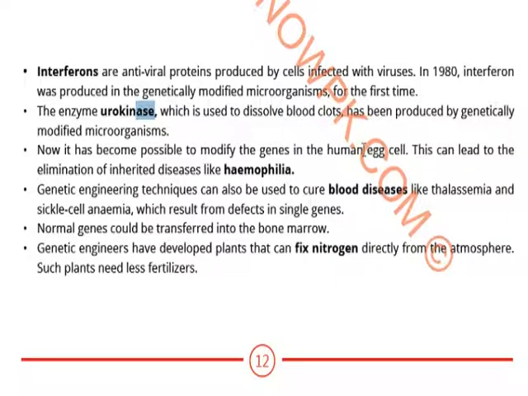Now it has become possible to modify the genes in the human egg cell that can lead to elimination of inherited diseases, such as hemophilia. Genetic engineering techniques can also be used to cure blood diseases like thalassemia, sickle cell anemia, which result from defects in single genes. Normal genes could be transferred into the bone marrow. This is also possible because of genetic engineering. Genetic engineers have developed plants that can fix nitrogen. So nitrogen fixing plants have also been developed because the genetic makeup of the plants has been changed and they need less fertilizers.